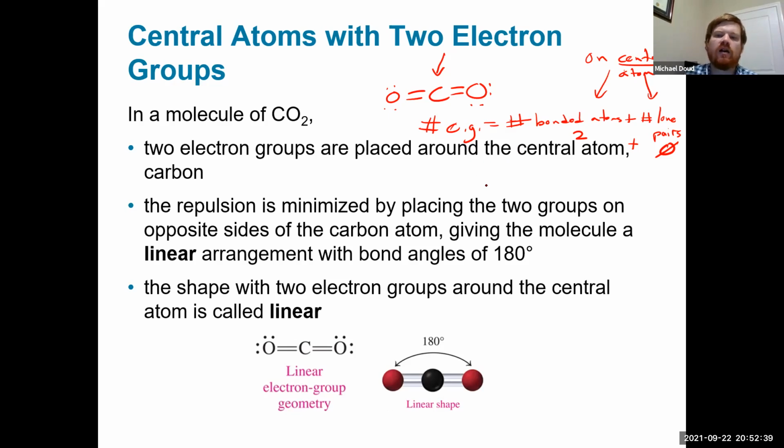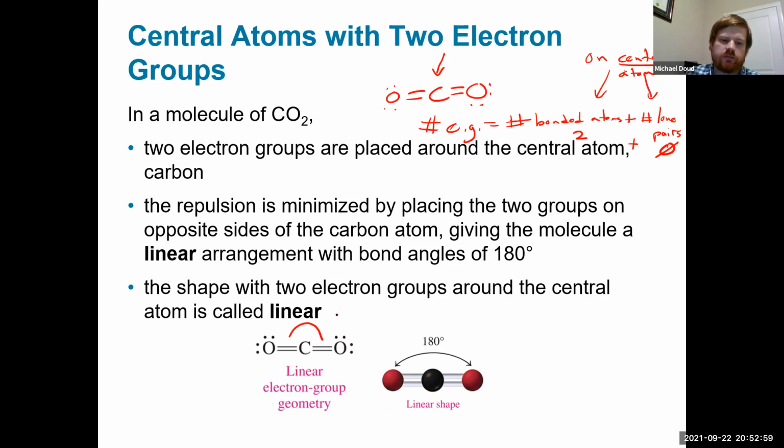Okay, now how do they orient themselves around the central atom? Well, if we have 2 electron groups, they just get as far apart as they can from each other, which is just on opposite sides of the central atom. And that leads to what we call a linear electron group geometry.